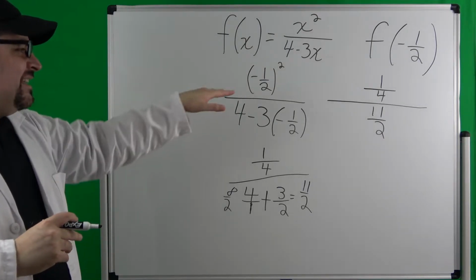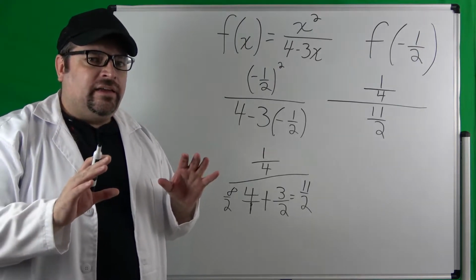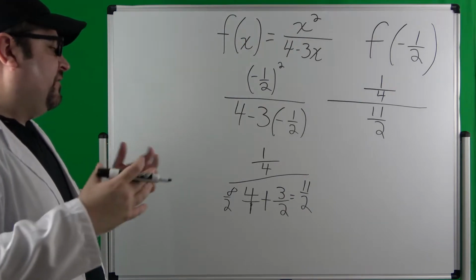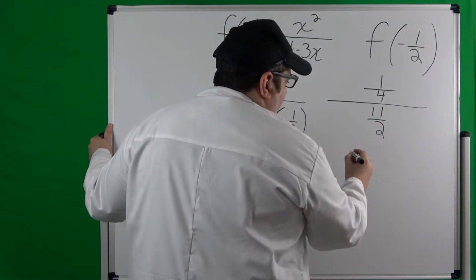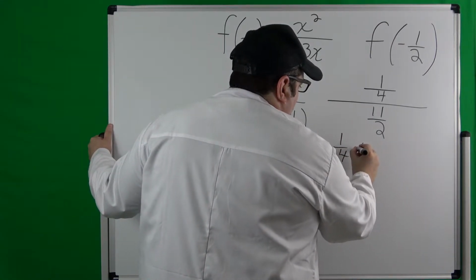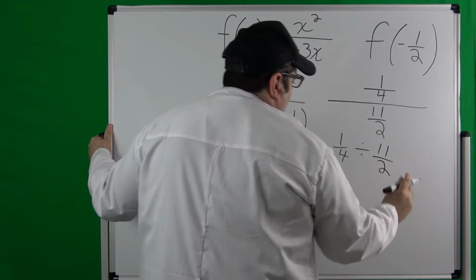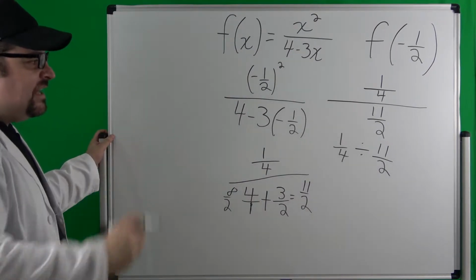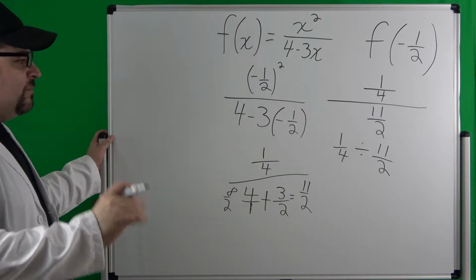You don't see that a lot. It's like a fraction in a fraction. Let's just write it a different way, and hopefully it'll be a lot easier for you to comprehend and figure this out. It's much easier if you just rewrite this. Let me rewrite it like this: 1/4 divided by 11 over 2. Now that we understand, right? That is way easier for us to comprehend.